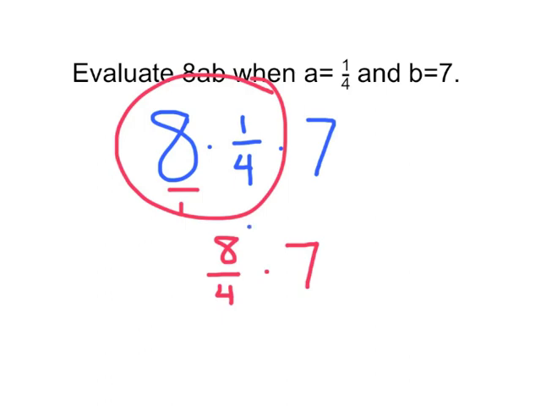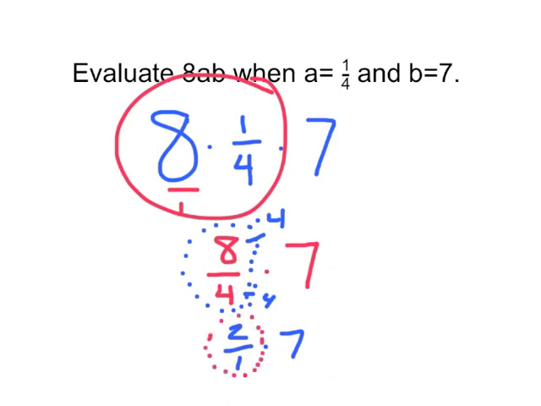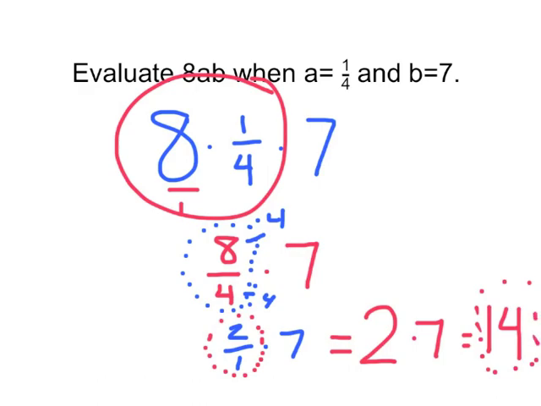Now to make this easier, I'm going to simplify my 8 over 4 first before I multiply. I can divide the numerator and denominator both by 4. So divide both of them by 4. So I end up with 2 over 1 times 7. And hopefully you recognize that 2 over 1 is the same as the whole number 2. So we have 2 times 7 equals 14. So our final answer for this one is 14.